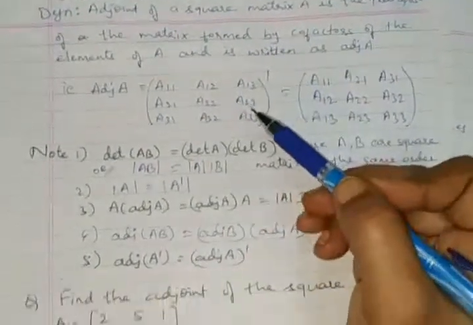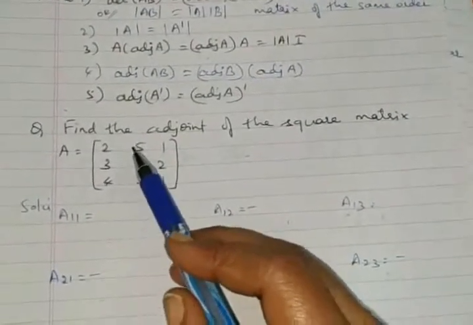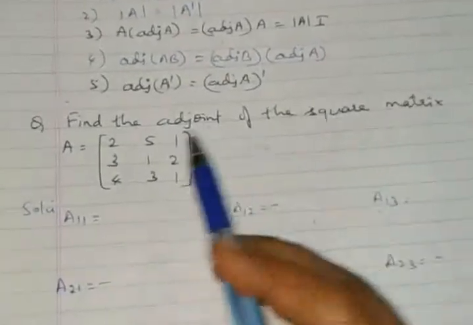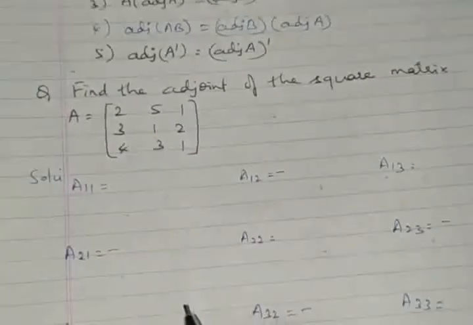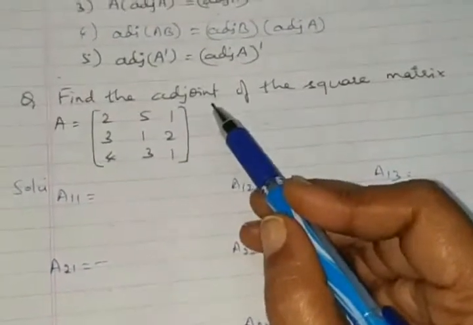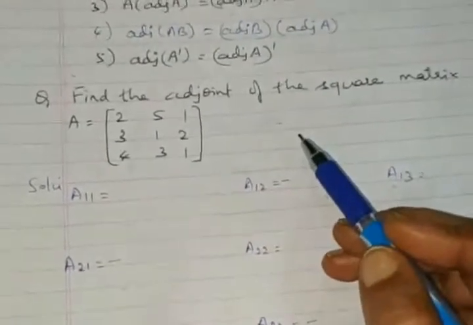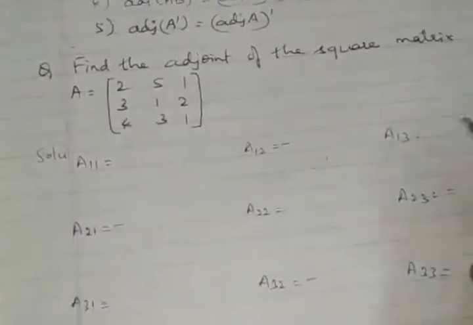What's the definition here? So to begin with, from the numerical point of view, how the questions will be given. The question is, find the adjoint of the square matrix where the elements are 2 5 1, 3 1 2 and 4 3 1. To find the adjoint, once again you have to remember, you have to go for cofactor only. So the question comes, how to find cofactor? I hope in the previous video you people have come across how to find cofactor.